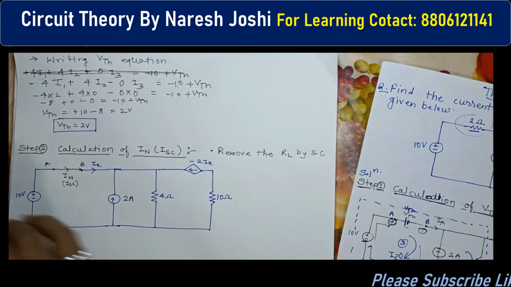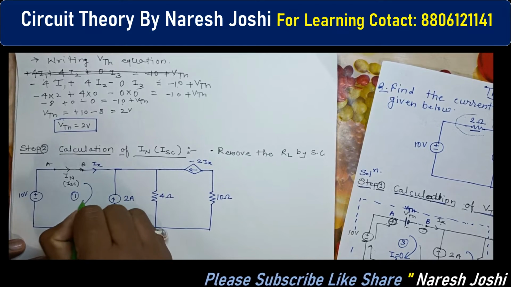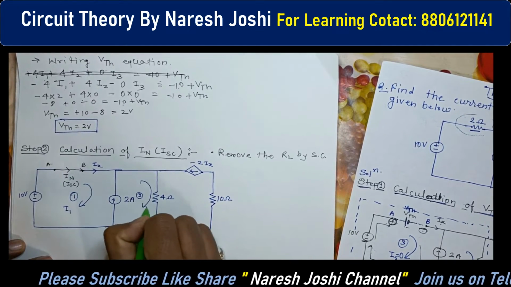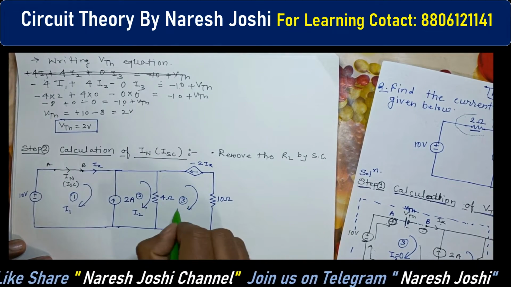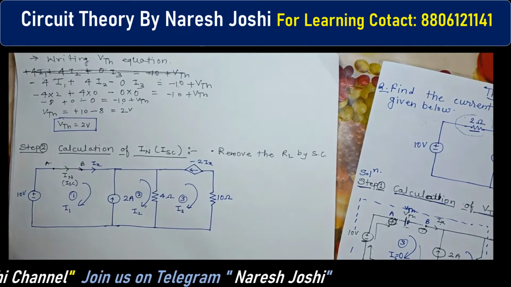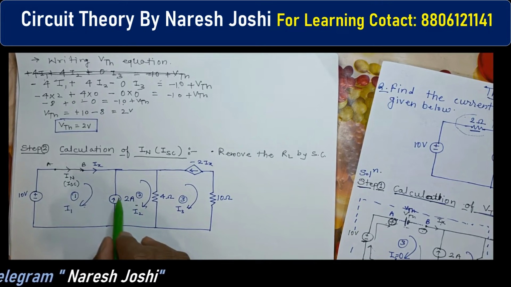So now, next step, we have to mark here, this is mesh 1. I1 is flowing in this mesh 1. We have to consider this is mesh 2, so I2 is flowing in this mesh 2. This is mesh 3. We have to consider I3 is flowing in mesh 3 simply. Clear? Next step, here you can see this current source is present between two meshes.